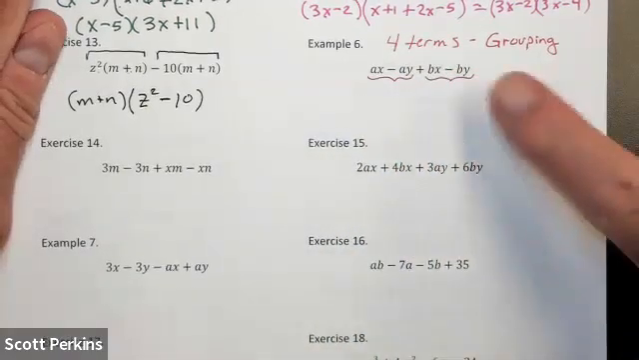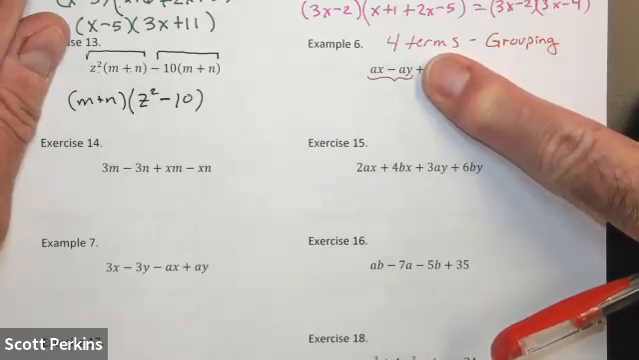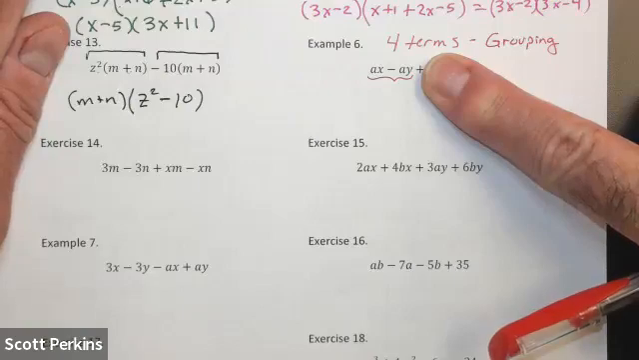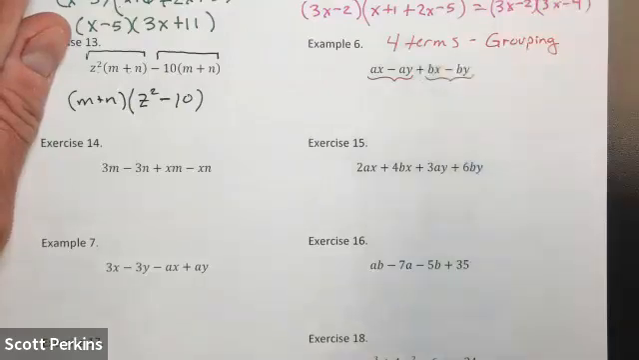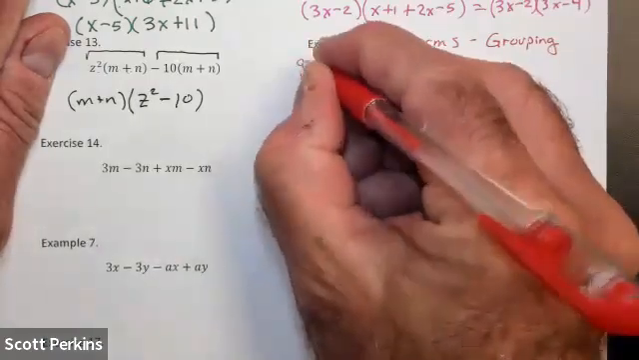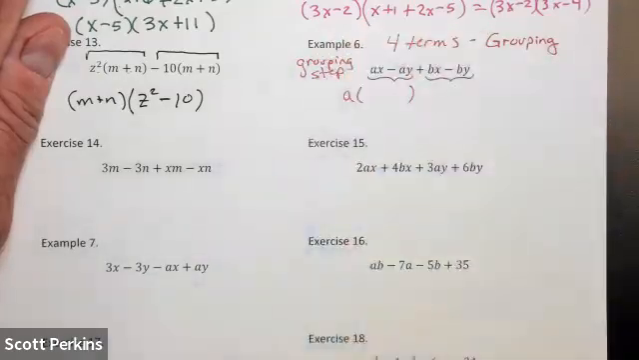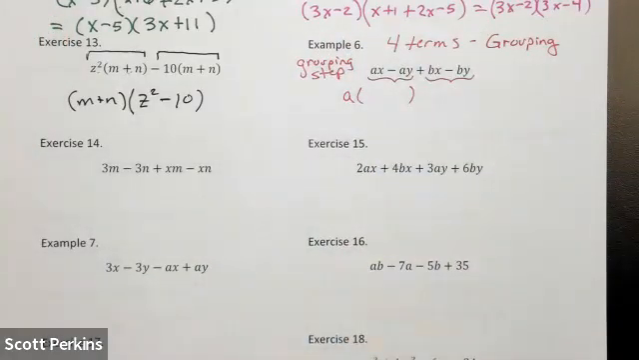So now, forget that the last 2 are right there. Looking at the first 2 terms, ax minus ay. Is there anything in common to those 2 terms? Yeah, an a. So I'm going to factor out an a. This is the grouping step. This is why it's called factoring by grouping. Instead of looking at all 4 terms, I'm looking at pairs. I'm looking at the first 2, then I'm going to look at the second 2.